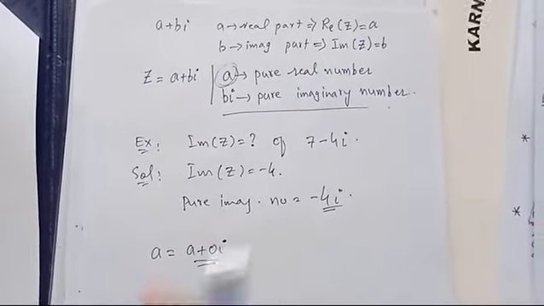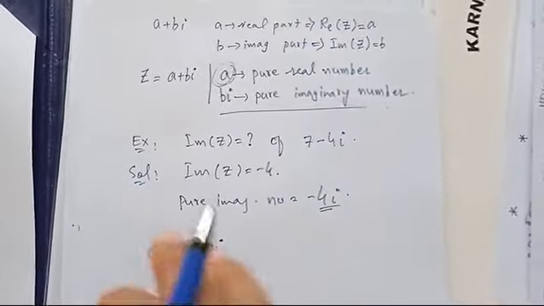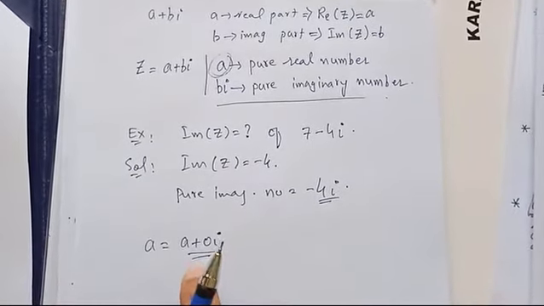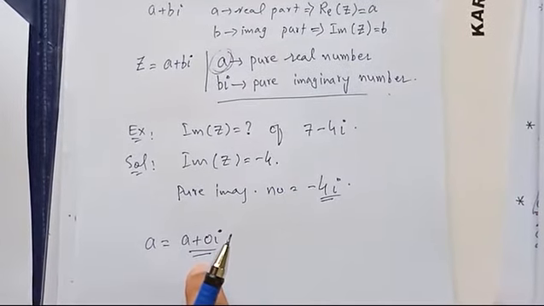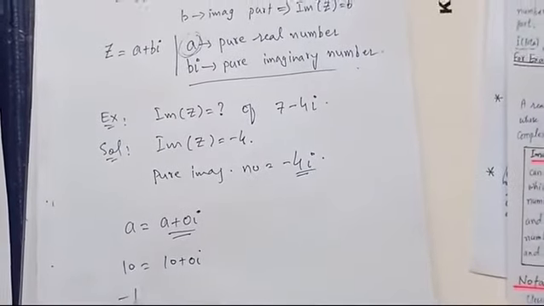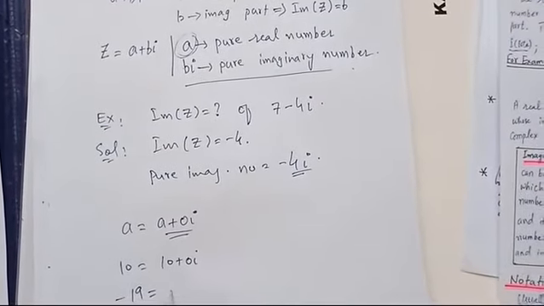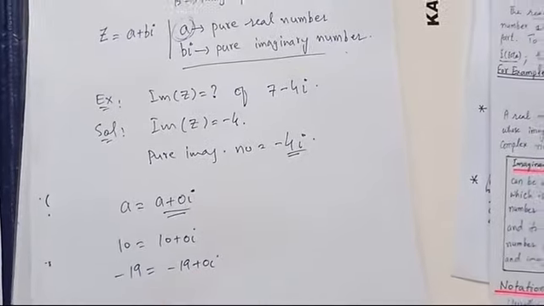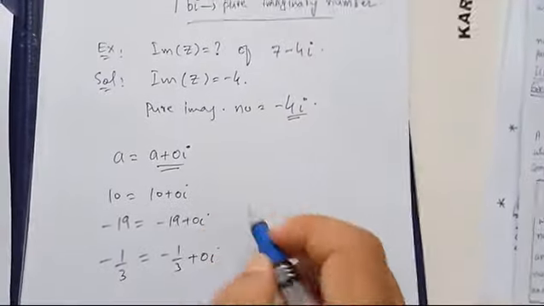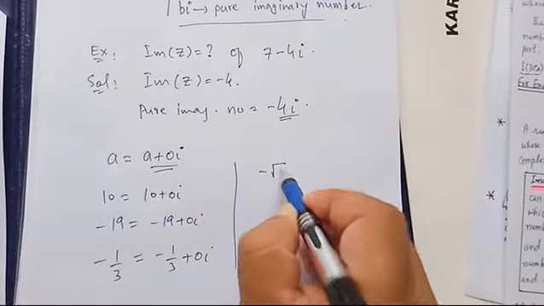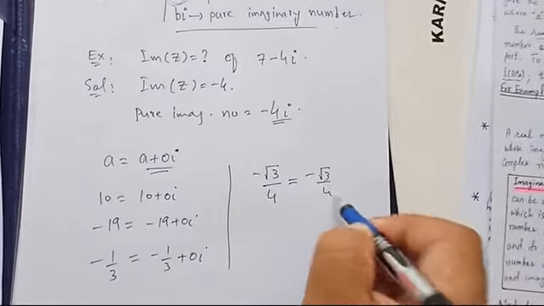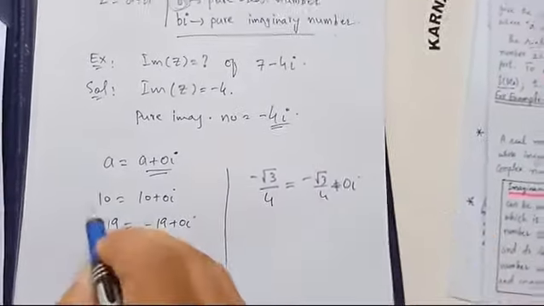So it means that every real number is a complex number because every real number can be written in such form. Their imaginary part must be 0. If I write 10, it is equal to 10 plus 0 iota. If I write minus 19, this is minus 19 plus 0 iota. If I write minus 1 by 3, this is equal to minus 1 by 3 plus 0 iota. If I write minus square root 3 divided by 4, this is minus square root 3 divided by 4 plus 0 iota.